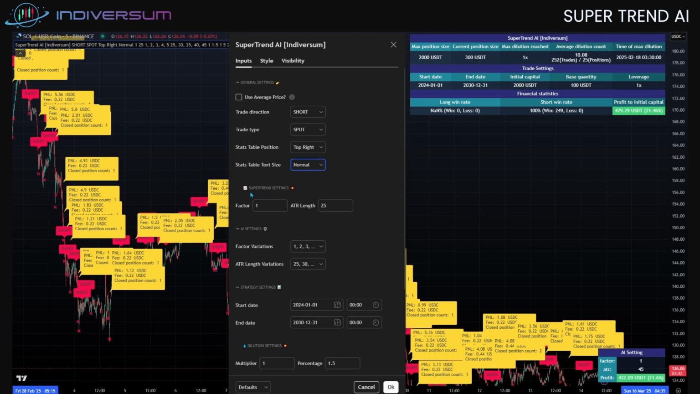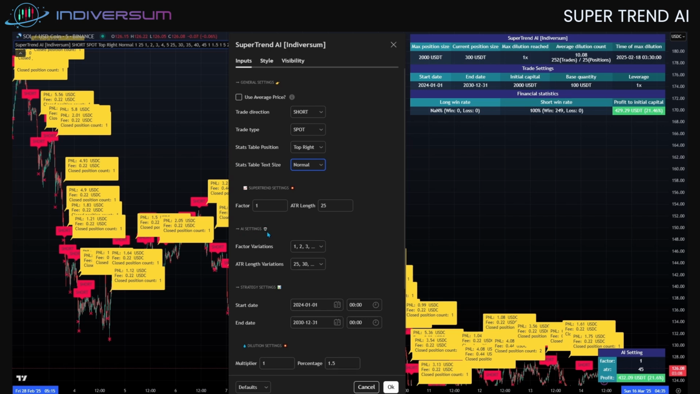In the SuperTrend settings menu, we can adjust the factor and ATR length, which control the sensitivity of the indicator's signals. The lower the factor value, the more sensitive the indicator becomes, meaning it will generate signals more frequently by reacting faster to smaller price movements. On the other hand, a higher factor value results in a more extended trend, providing fewer but stronger signals that focus on larger price shifts. Similarly, adjusting the ATR length affects how the indicator calculates volatility, influencing the trend's responsiveness.